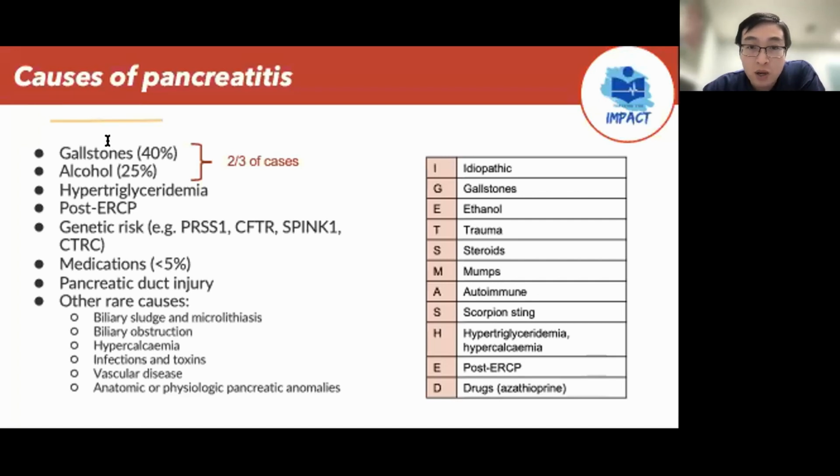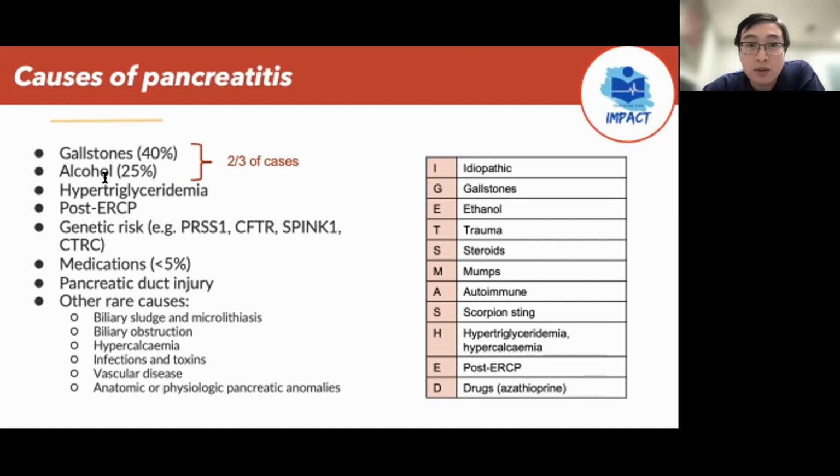So gallstones is probably by far the most common. 40% of cases are caused by gallstones. And interestingly, small stones, less than 5 millimeters in diameter, have been shown to be significantly more likely than larger stones to pass through the cystic duct and cause obstruction at the ampulla of Vater, resulting in gallstone pancreatitis.